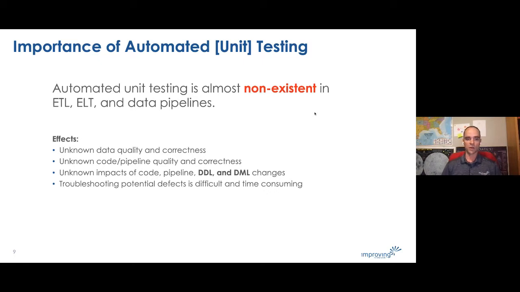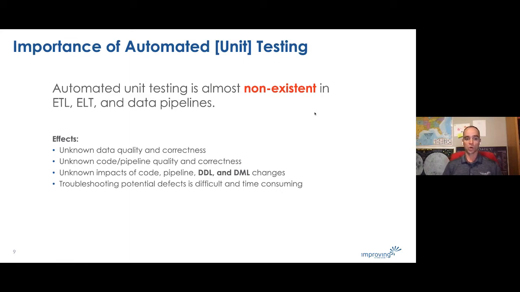And number one is you have unknown data quality and correctness. We all want to trust our data and we want to be able to make decisions, but we can't have swings of our sales estimates by millions of dollars every other hour. So you need that data quality.